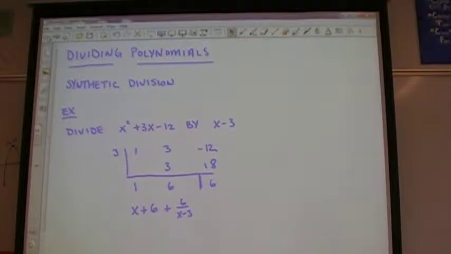Dividing polynomials. We are not doing long division. There are two different methods the book shows: long division and synthetic division. You can use either of the two. It's easiest, in my opinion, just to use synthetic division.